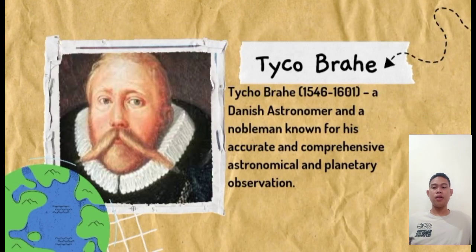First, we are going to discuss who Tycho Brahe is. Tycho Brahe was born in 1546 and died in 1601. He was a Danish astronomer and a nobleman known for his accurate and comprehensive astronomical and planetary observations. As we see in the picture, that is Tycho Brahe.